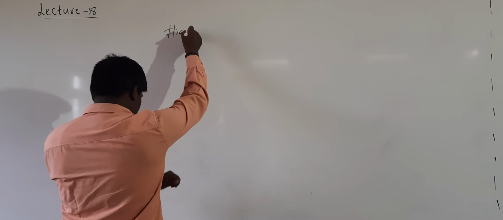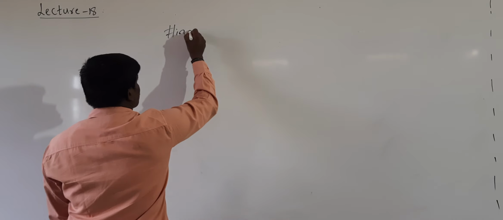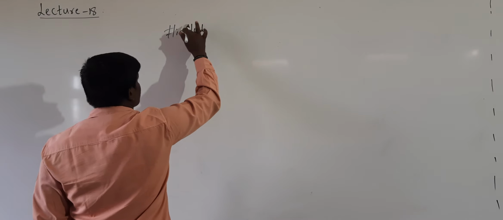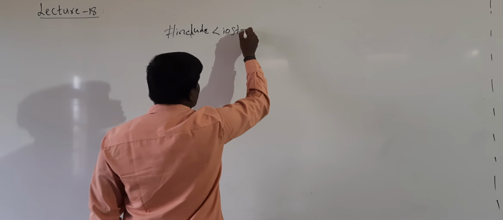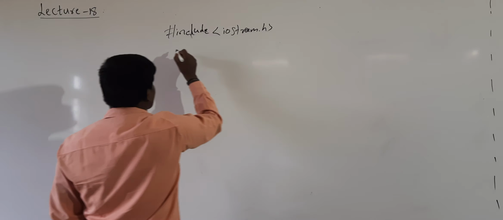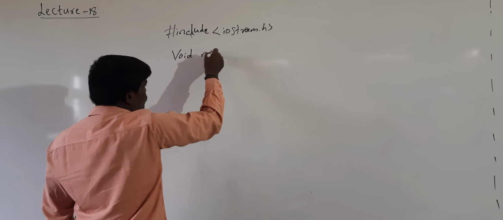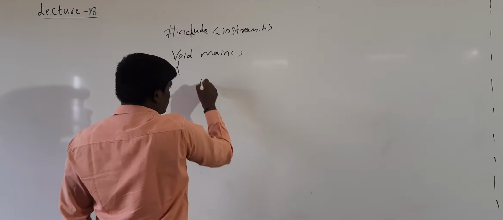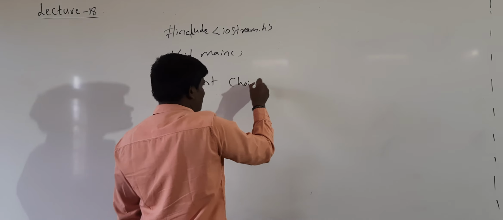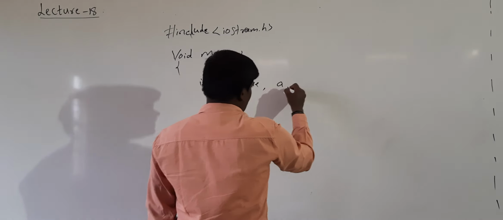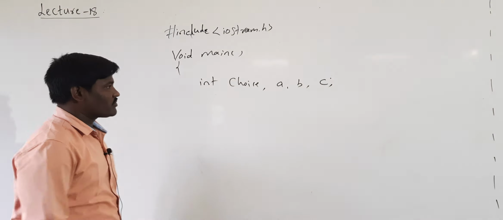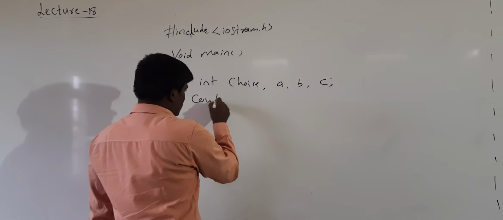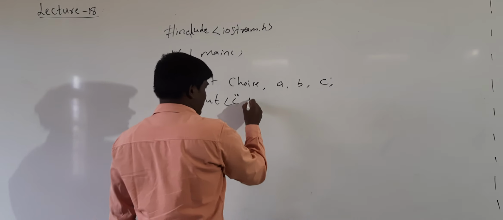#include <iostream.h>. void main. So int choice for selecting, comma A and B are the inputs and C is the storage variable. Okay. Cout. First I have to generate the menu.